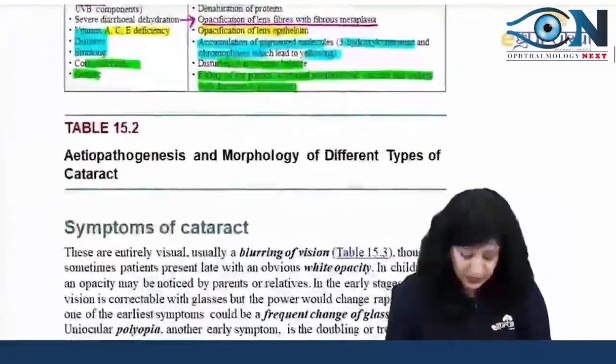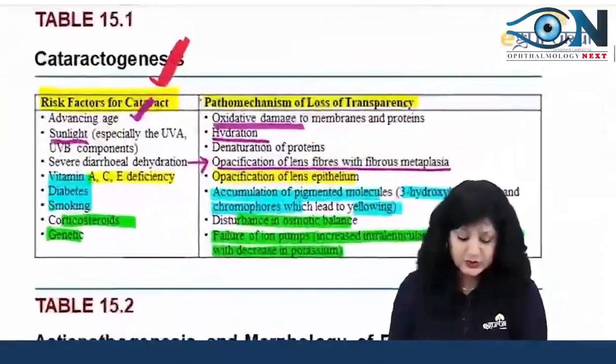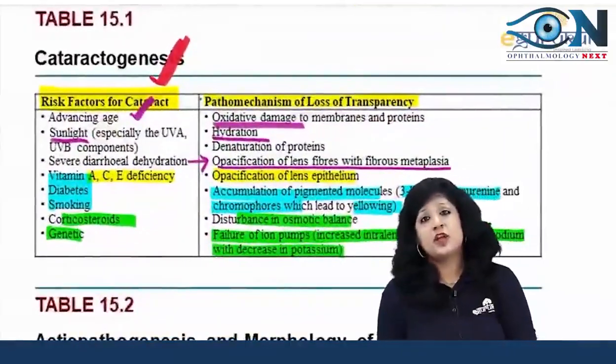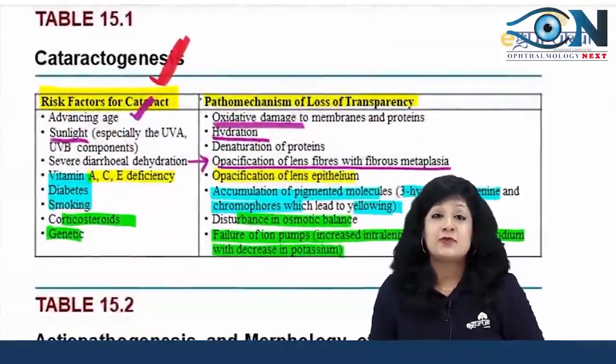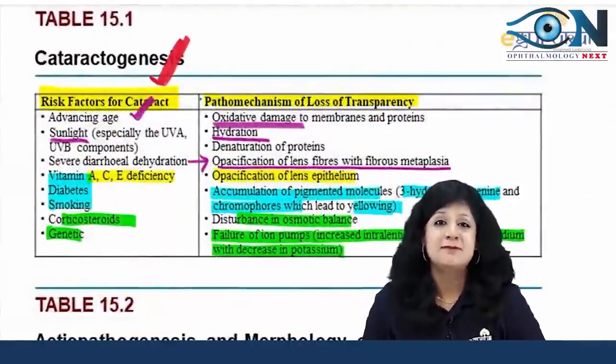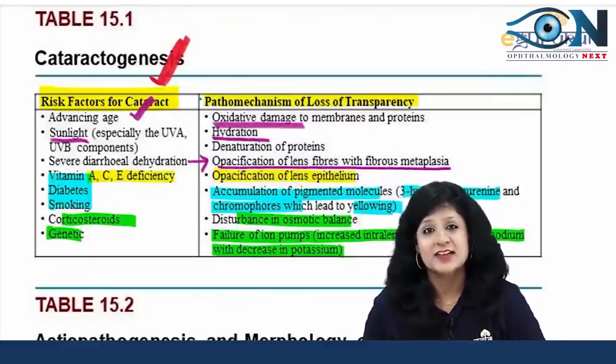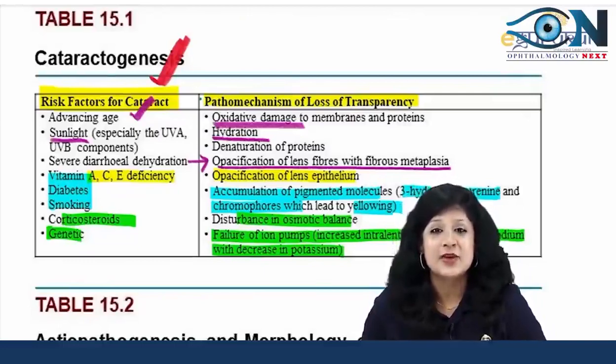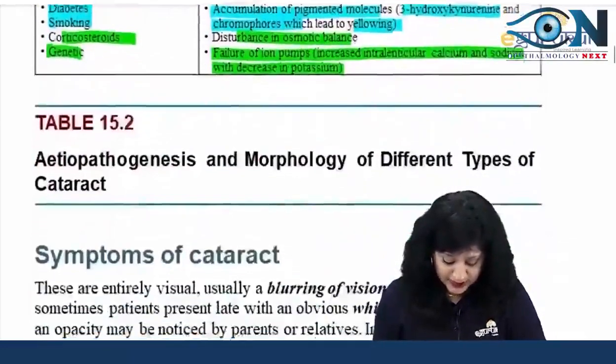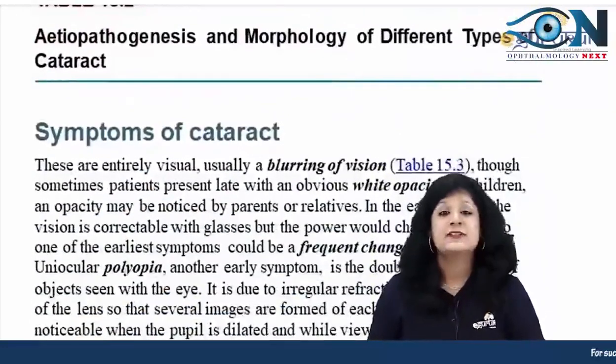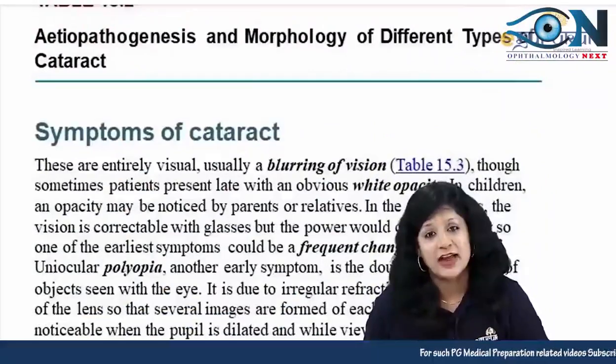All right. So this was your etiopathogenesis of cataract, the anatomy, physiology, and biochemistry of the lens, and some of the important and beautiful concepts about the etiology of cataract. So that's all for this session. See you in the next session of your Parsons series with the etiopathogenesis and the morphology of different types of cataract.